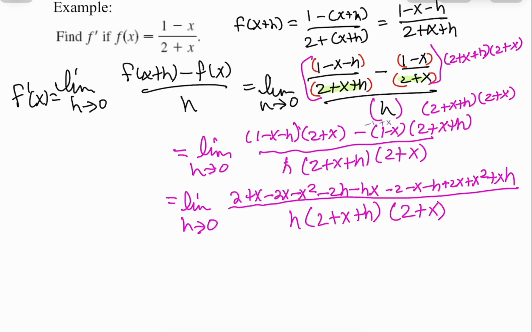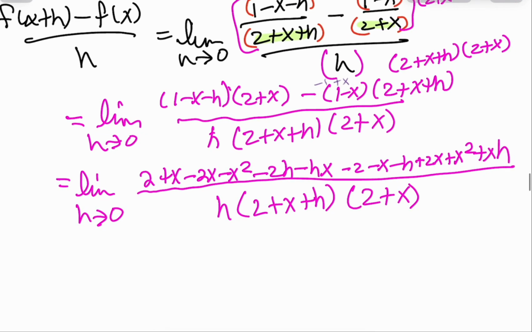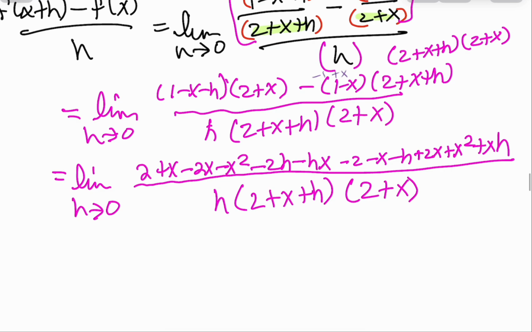Okay. Now let's start finding pieces. Any pieces on top that have only x's in them, or only numbers, no h's, should go away. Okay, so let's really focus in here. There's a positive 2, there's a negative 2. Cancel them out.